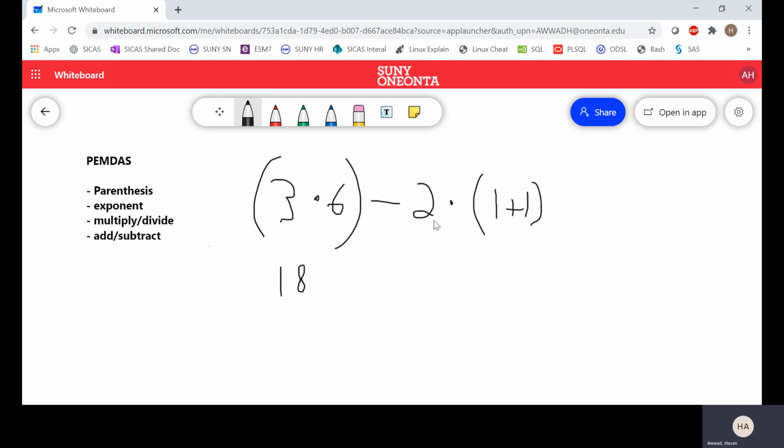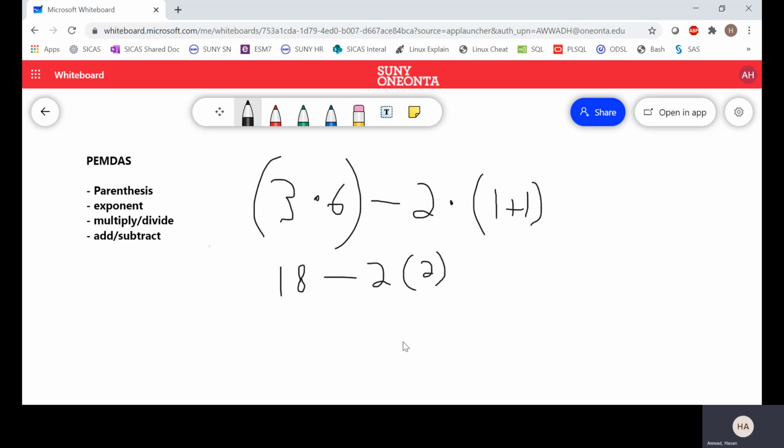We haven't really done anything with the -2 yet, right? So this is 3 times 6 minus 2. We haven't done anything with this, so we just bring that down. And now we have the 2 times whatever's going on inside of the parentheses. Now it's 1 plus 1, should be fairly simple. That just gives us 2, right?